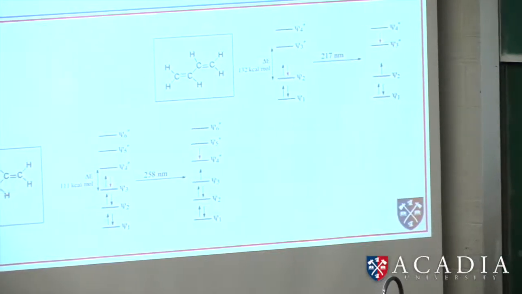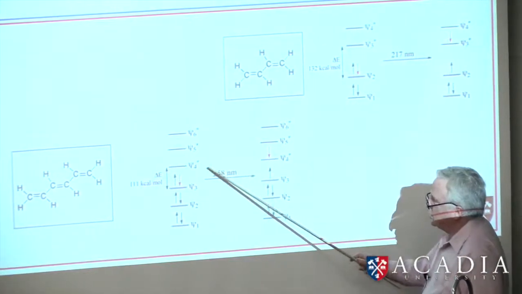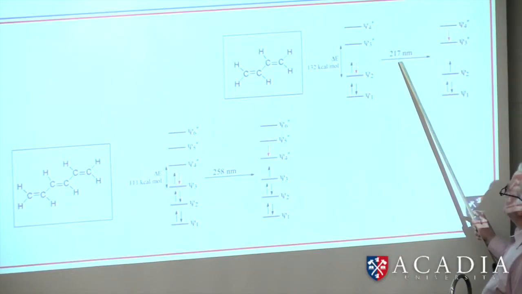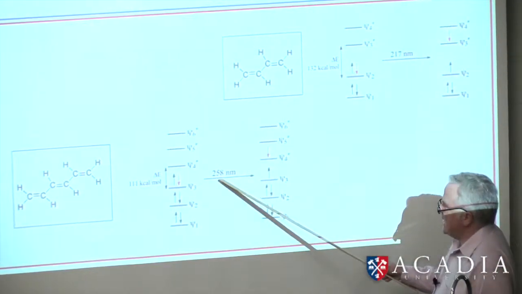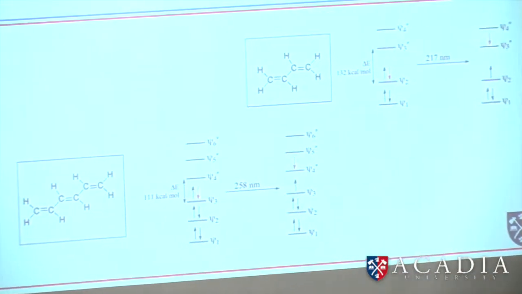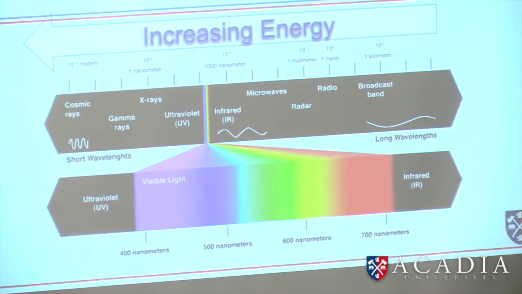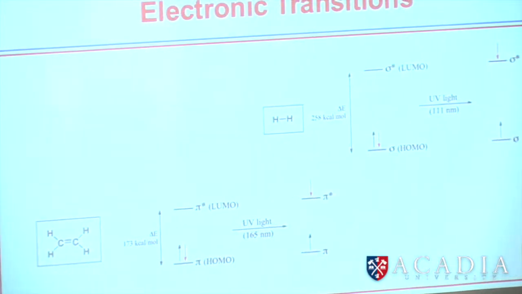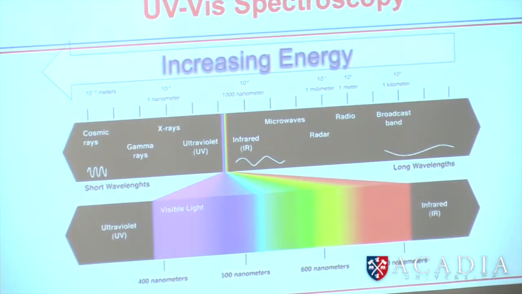When we get to butadiene, the gap gets smaller. We get to longer and longer wavelengths. I'm sorry, this is hexatriene. Butadiene, 217 nanometer light will cause that transition. Hexatriene, 250 nanometers of light. We still can't see this, but this is getting closer to the visible spectrum. If we go back, 400 nanometers is blue light. That's when we can start to see it. Violet, actually. And we talk about ultraviolet being higher energy than violet.